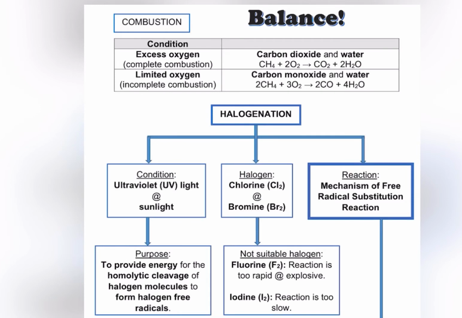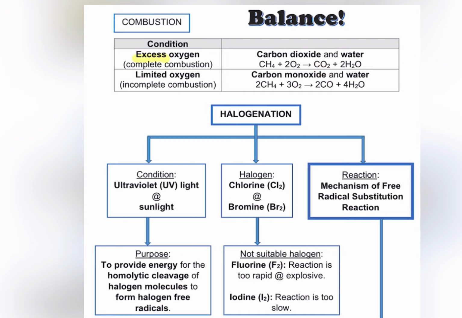When you do the combustion, you need oxygen. But in this case, that oxygen can be in excess amount or limited amount. So please be careful when you read the question. When we talk about excess oxygen, it means that the reaction is a complete combustion. While if the reaction uses limited oxygen, it means that the reaction is incomplete combustion. So there will be a difference in the products at the right side.